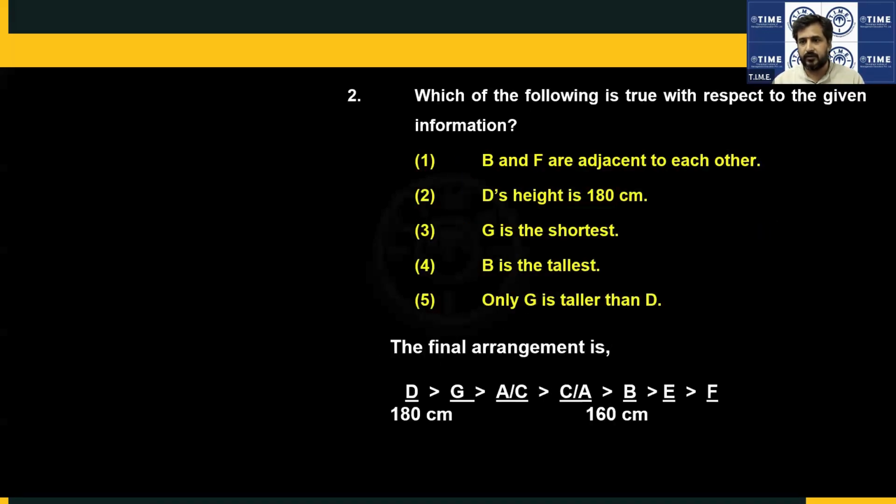Which of the following is true with respect to the given information? B and F are adjacent to each other? No, B and F are not adjacent to each other. B's height is 180 centimeters? Yes. Choice 2. And there is no such option as more than one of the above, so no need to check. Choice 2 will be my answer. Move to the next question.